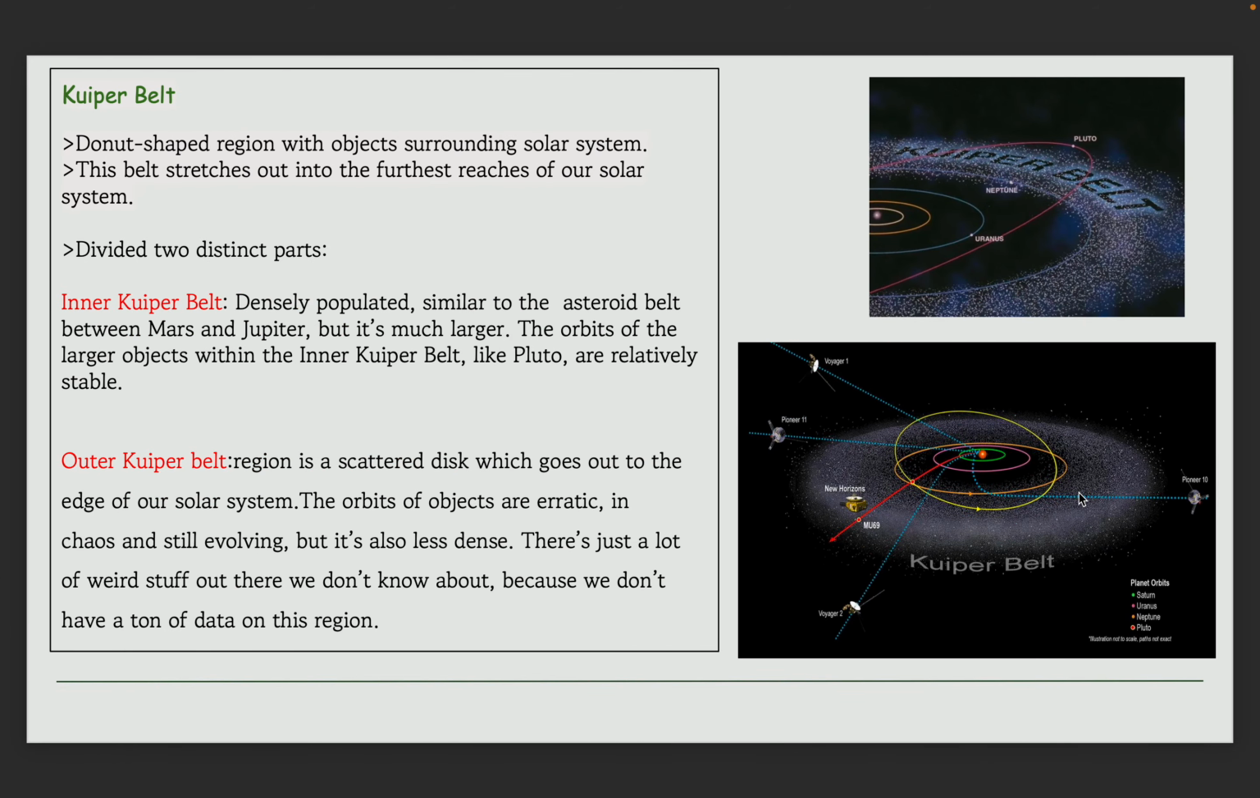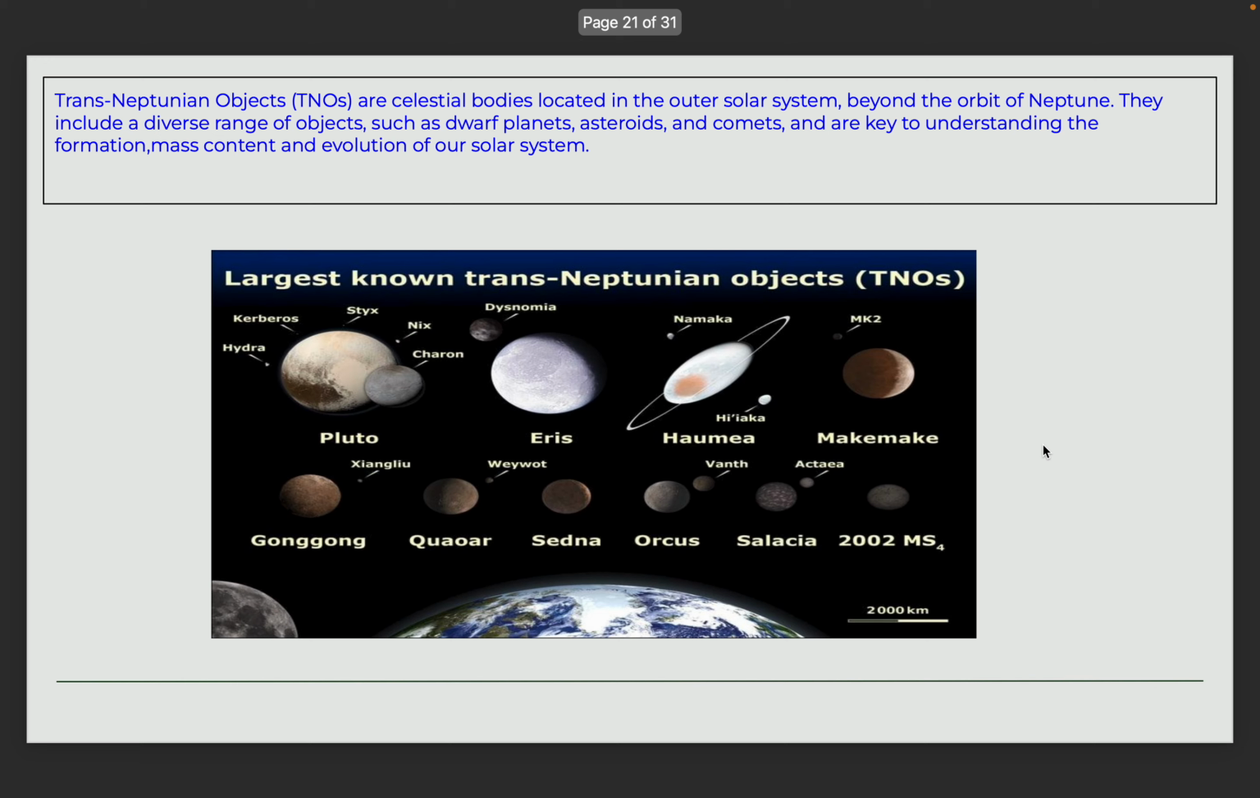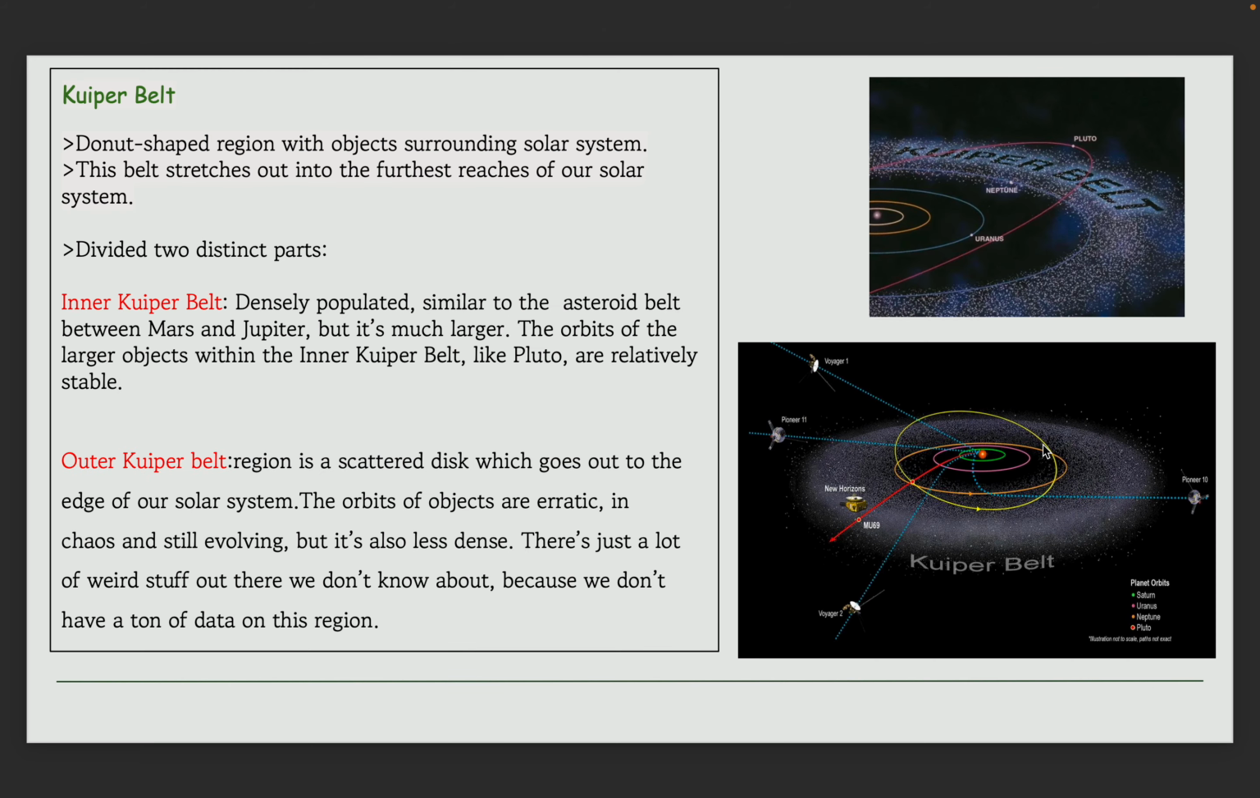The inner Kuiper belt is more densely populated, similar to the asteroid belt between Mars and Jupiter, but it is much larger than the asteroid belt. The asteroid belt was about 1.5 to 3.3 AU, and this Kuiper belt is greater than 3 to 5 AU. The densely populated inner Kuiper belt is much larger.